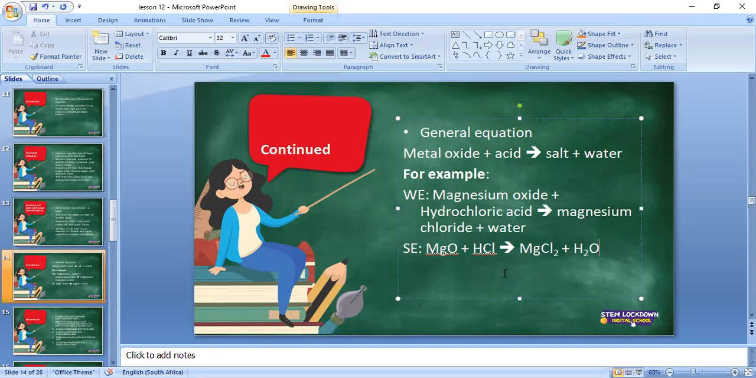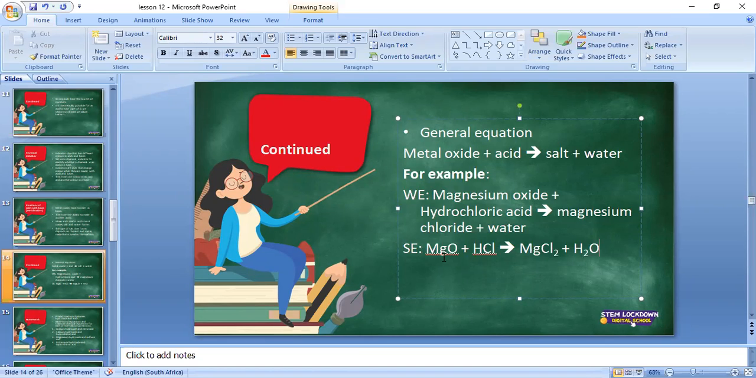So you've got magnesium oxide reacting with hydrochloric acid to give us magnesium chloride plus water. So what is happening there, grade nines? We need to balance this equation. I'm sure most of you don't like me now when I talk about balancing the equation. If you look at our oxygen, we've got one on the left and one on the right. Let us look at our hydrogen now. We've got two hydrogens on the right and one on the left. Let us look at our chlorine, which is Cl. We've got two on the right and one on the left, and then magnesium is one.